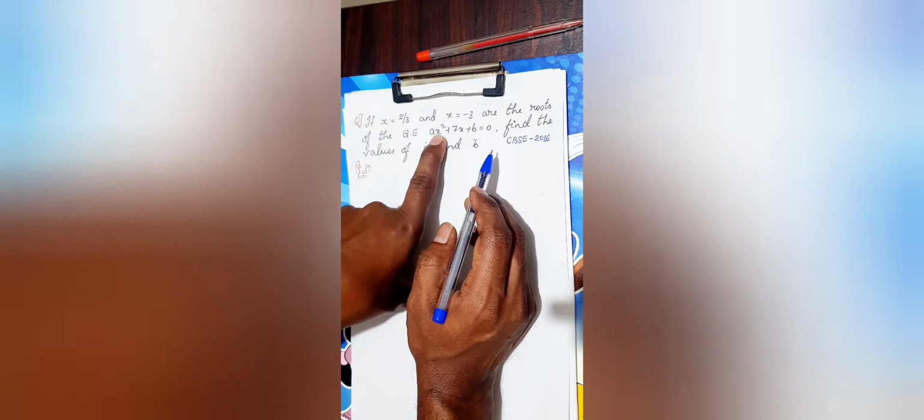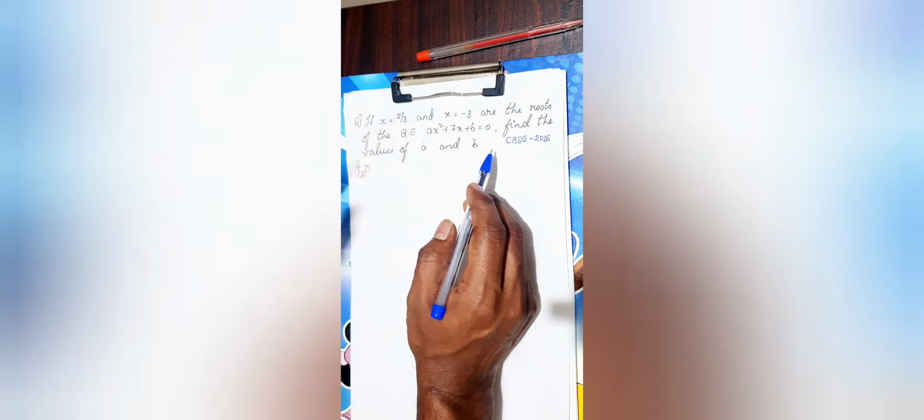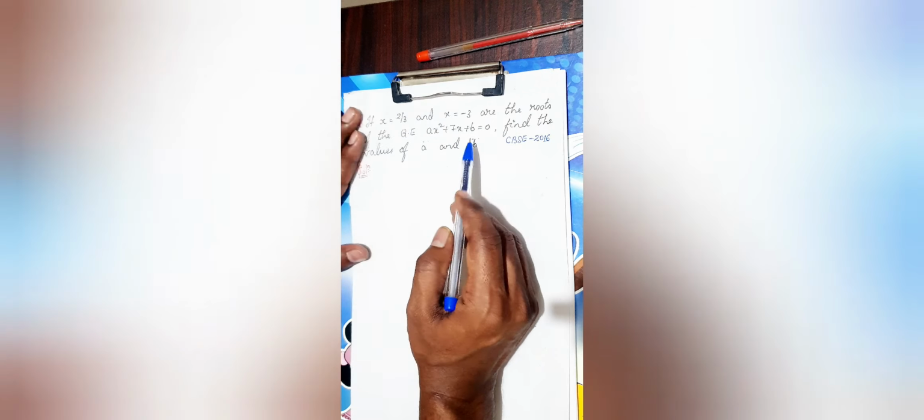He has given both the roots of the given quadratic equation, but at the same time I have two unknowns, a and b. I have to find out the values of a and b. Okay, so how am I going to find them? Let's take the given procedure. The given equation is ax square plus 7x plus b is equal to 0. Take it as equation 1.